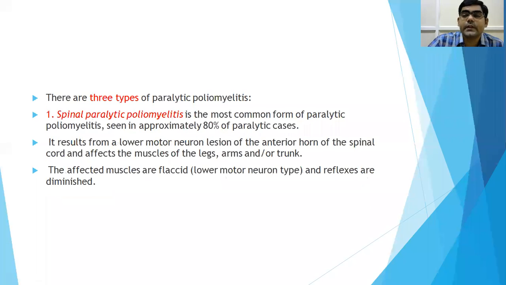So there are three types of paralytic polio. The first one is spinal paralytic poliomyelitis. This is the most common one. It results from a lower motor neuron type of lesion of the anterior horn of the spinal cord and affects the muscles of legs, arms, and trunk. The affected muscles are flaccid, as in lower motor neuron lesions, and reflexes will be diminished.